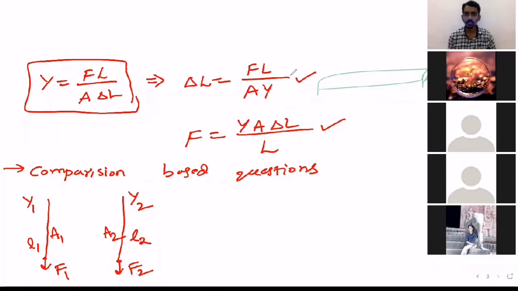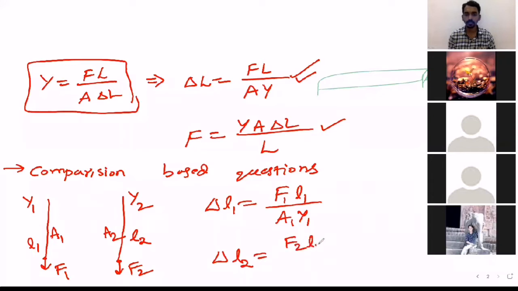Now, according to this formula, the delta L for the first wire is F1 L1 by A1 Y1. Similarly, for the second wire, it will become F2 L2 by A2 Y2.